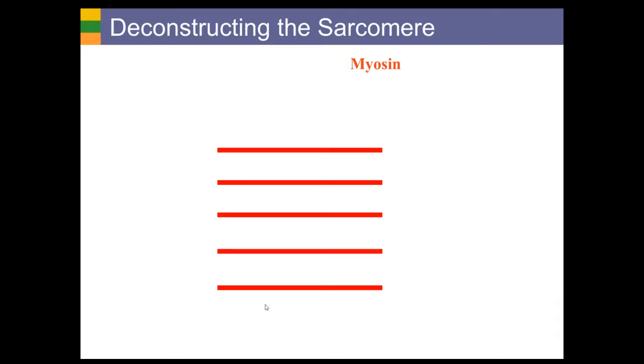Doesn't have to be 5. It can be 2. It could be 3. It could be 4. Okay? But myosin filaments, or thick filaments.